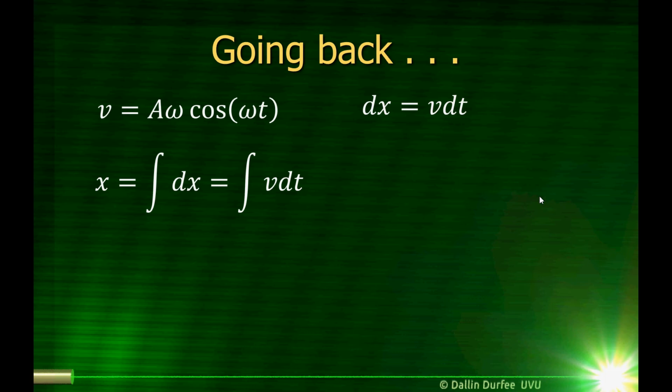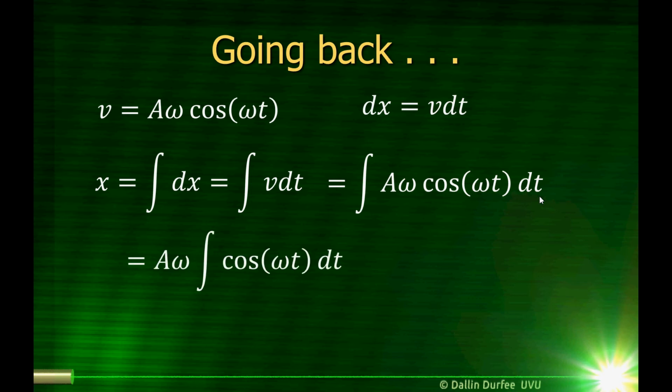But of course, dx is just velocity times dt. And the velocity for our oscillating object is a omega cosine omega t. So we plug that in there, and that is then the position. The position is just the integral of a omega cosine omega t dt. Well, the a and the omega are constants. They come out of the integral.